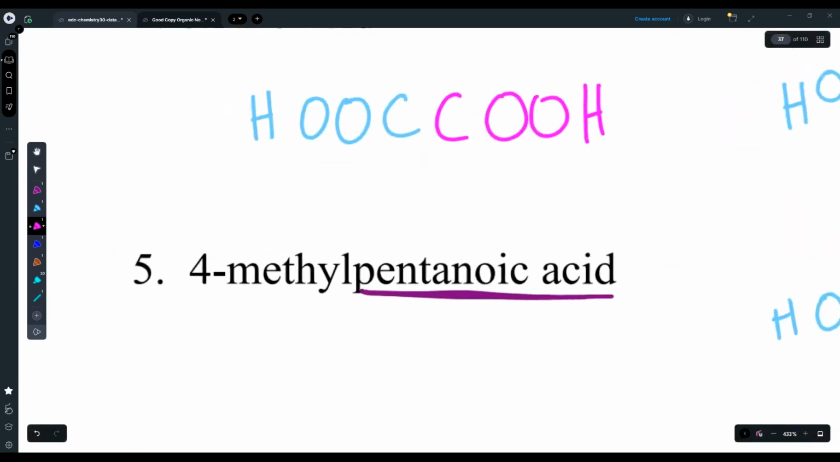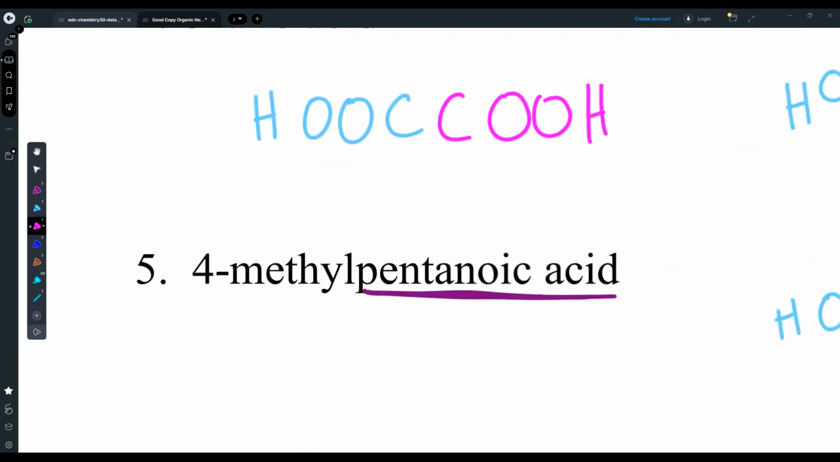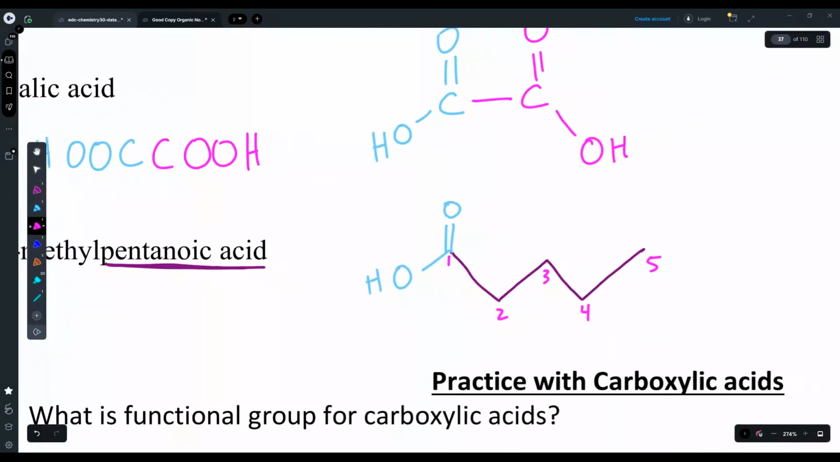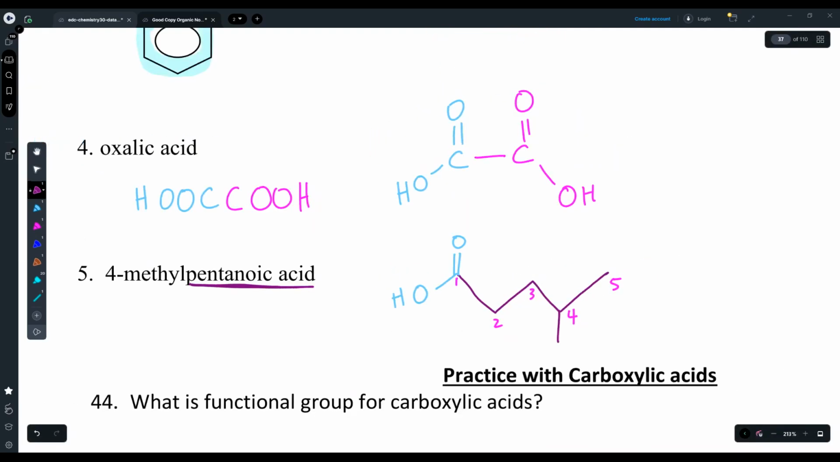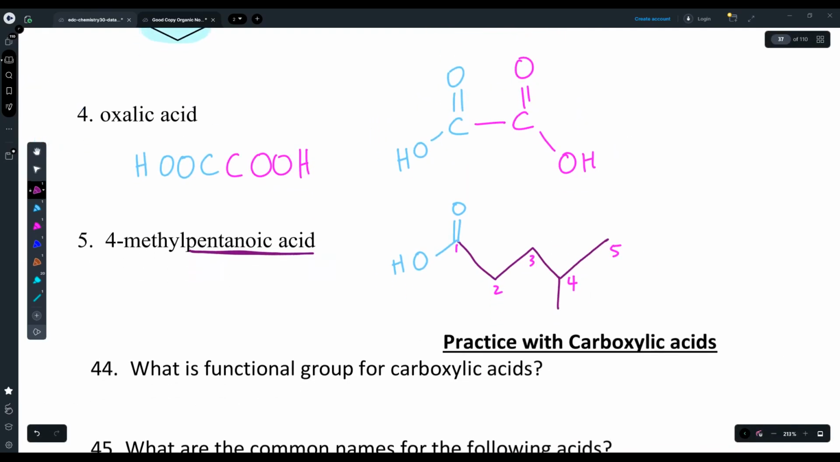Now we need to worry about the branch, the 4-methyl. So on carbon 4, we have a methyl group. That's what that's saying. So I've got to scoot this over. And there we go. So this would be the line structure drawing for this compound, 4-methylpentanoic acid.